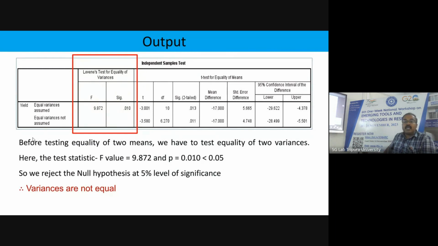Here the test statistic F value is 9.872 and the P value is 0.010. Now, what is lesser, 0.01 or 0.05? 0.01 is lesser than 0.05. Therefore, we reject the null hypothesis at 5% level of significance. We had two populations, two different fertilizers, and paddy output. The two population variances are not the same. That means you are violating the assumption.